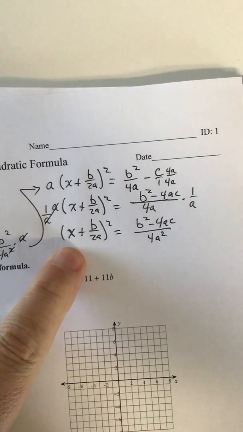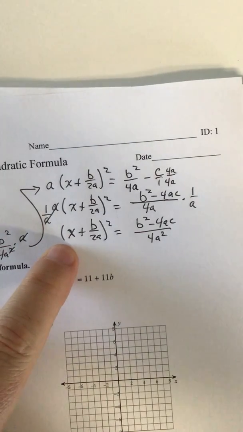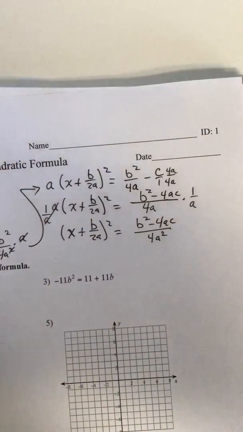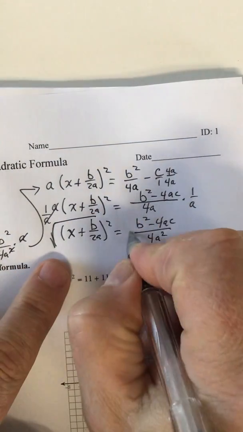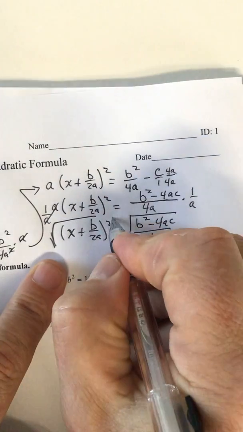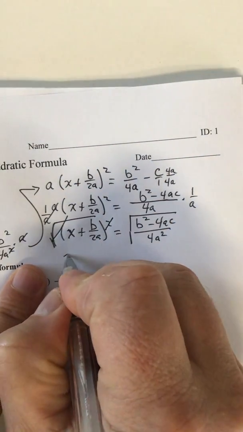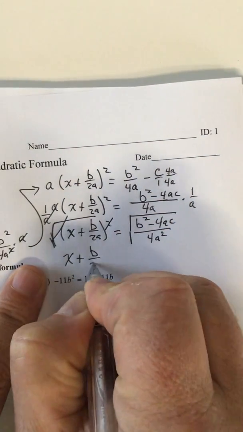Okay, I'm trying to find the answers to X, so I'm just going to solve this for X now. So like one of the previous videos, we solved this by square rooting both sides. I'm going to square root both sides. That square and that square cancel out, and we have X plus B over 2A.